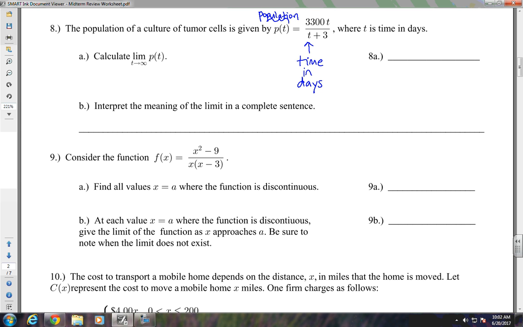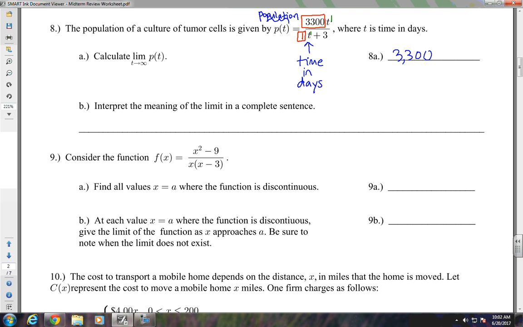When we calculate the limit as t approaches infinity, notice in our function, the degree of the top is equal to the degree of the bottom. That means the highest power of t that I can find in the numerator and denominator is the same. So if we use our shortcut, we know that the limit will end up being the ratio of leading coefficients. So the limit of this function is 3,300, just by taking the ratio of leading coefficients. If you forget that shortcut, remember you can go through and divide each term by t. You'll come up with the same conclusion.